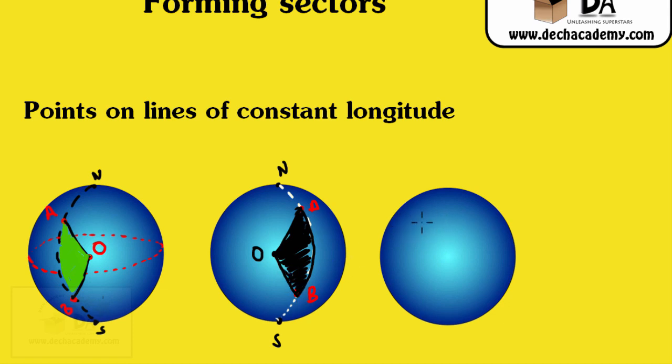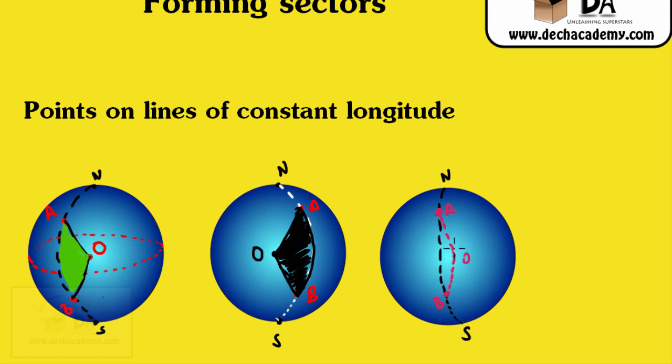So I can do the same thing here. I have another line of longitude. So this is another line of longitude, North Pole, South Pole. Another point A, point B. Say the center is somewhere here, O. A sector can be formed by joining point O to A and point B. Point A and B lie on the surface of the sphere.